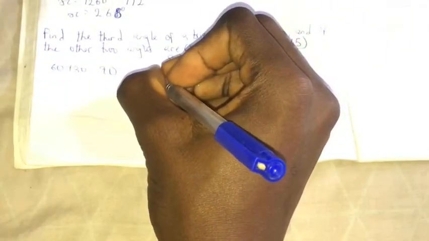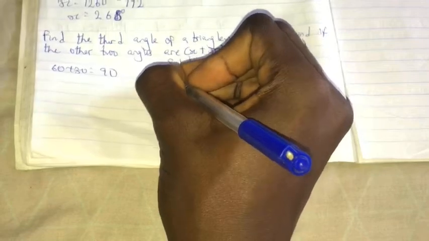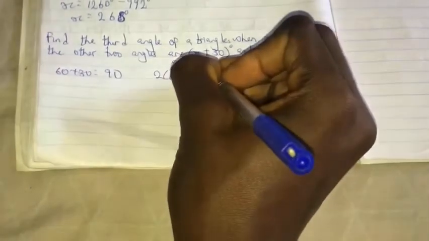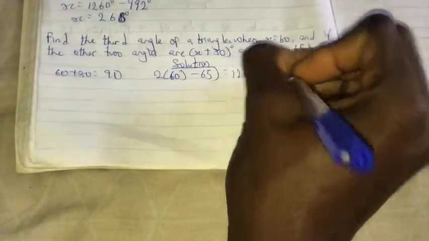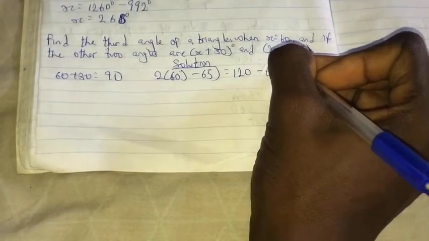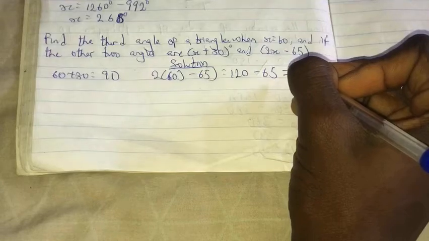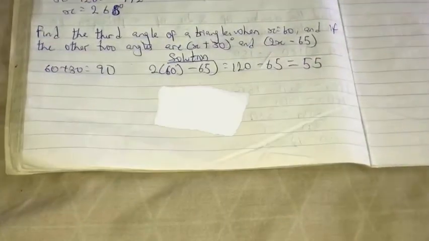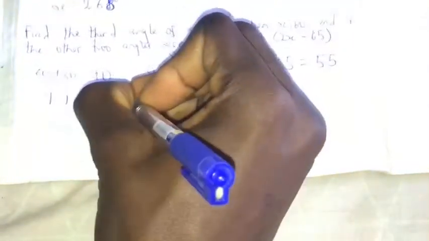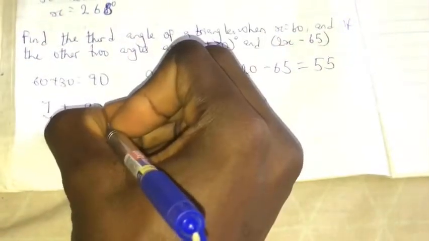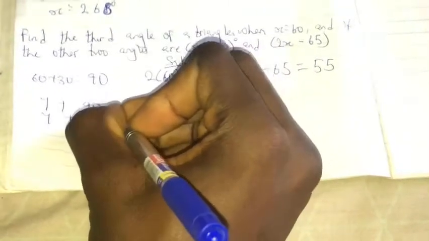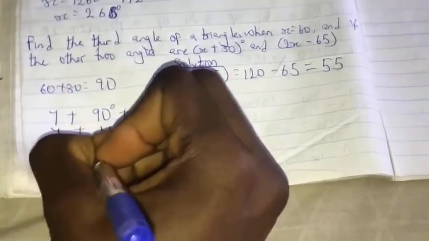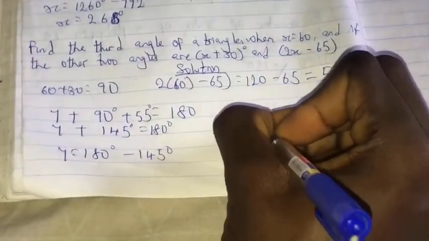And this, 2x, 2 in brackets, 60, minus 65, is equal to 120 minus 65, which is equal to 55. So the sum of everything, representing the unknown as y, is y plus 90 plus 55 equals 180 degrees. Therefore y plus 145 equals 180 degrees. Remember it's in degrees. Our y is equal to 180 degrees minus 145 degrees. Therefore y is equal to 35 degrees.